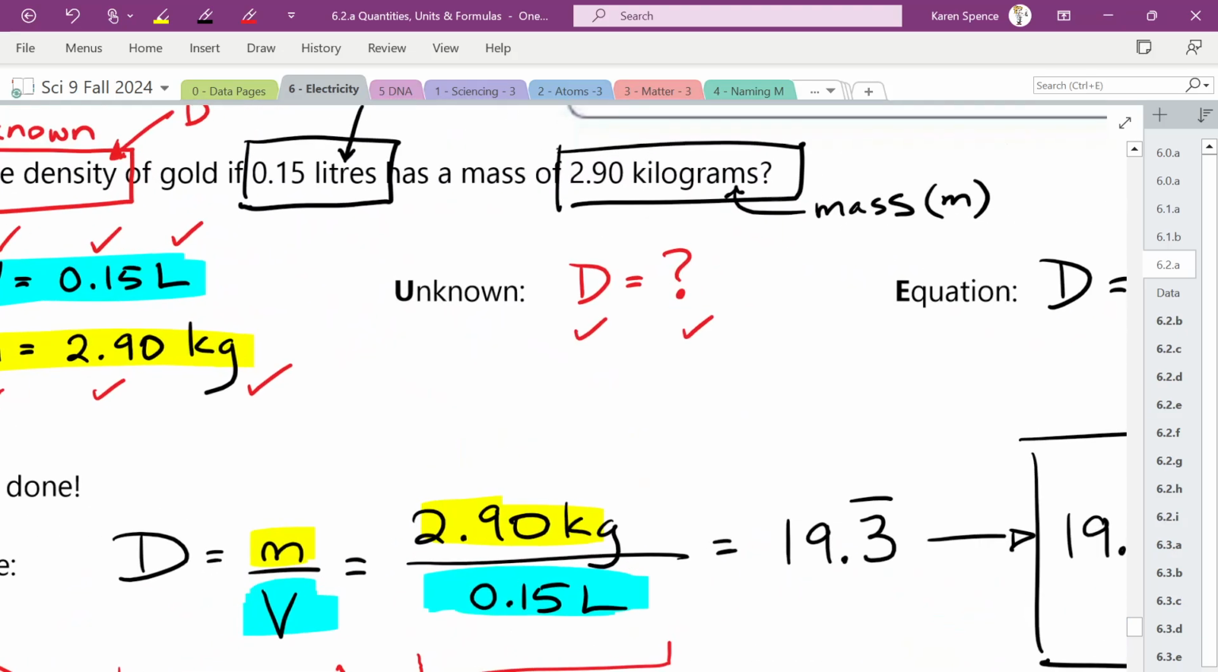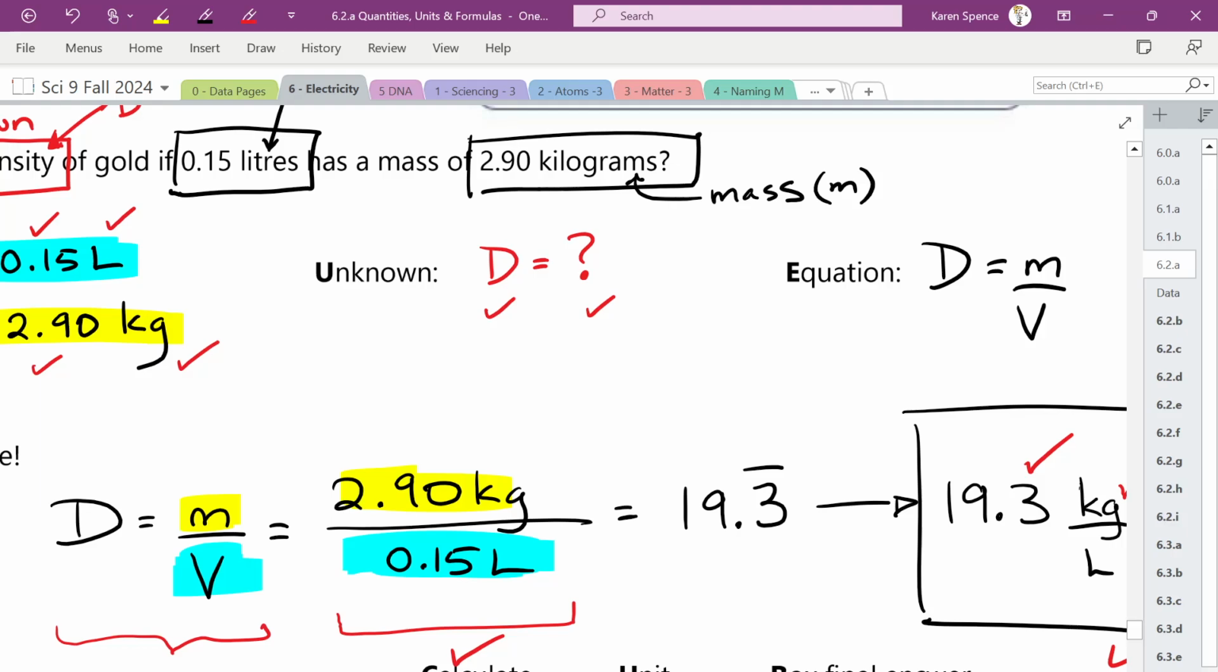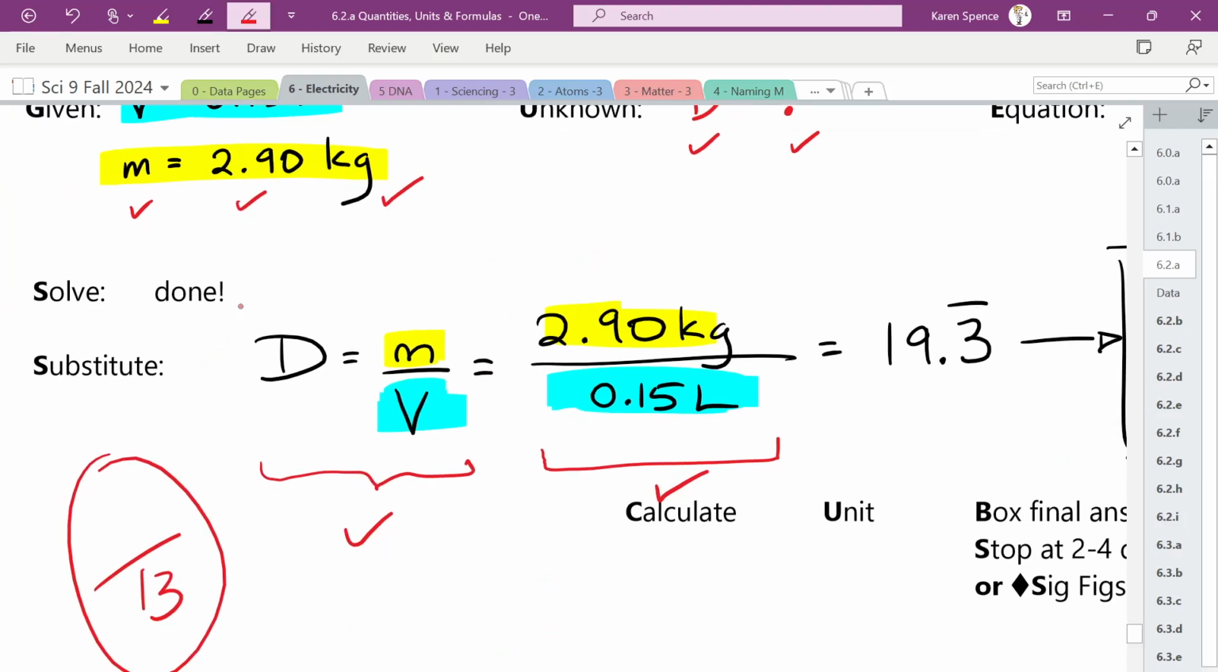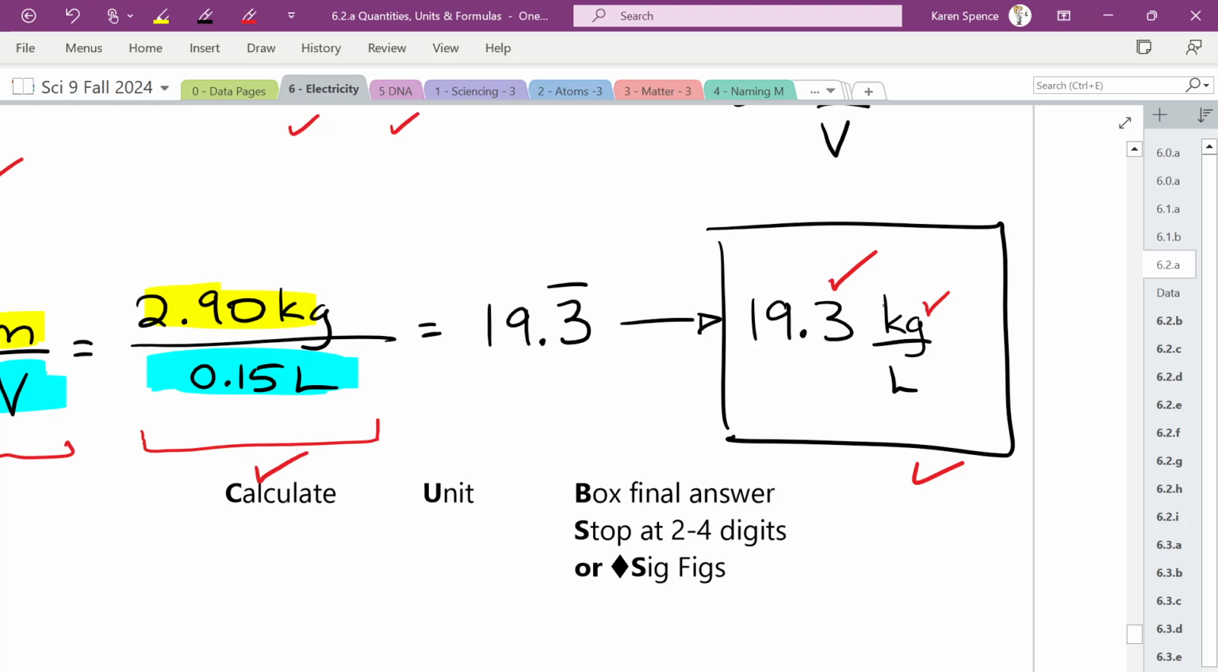Our unknown density equals question mark. Our equation, I wrote it down here. You get a mark for writing the equation. You get a mark for plugging things in. This is the substitute. You get a mark for doing the calculation. Oh, actually, I forgot the calculation. And then you have to stop at a reasonable number of digits, have your unit, and box your answer. And there's 13 things that you need to do there, and you're good to go.